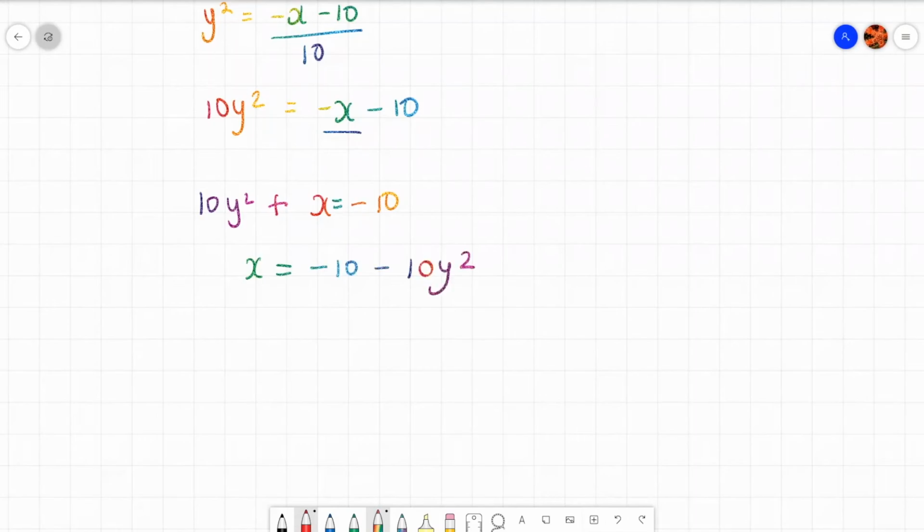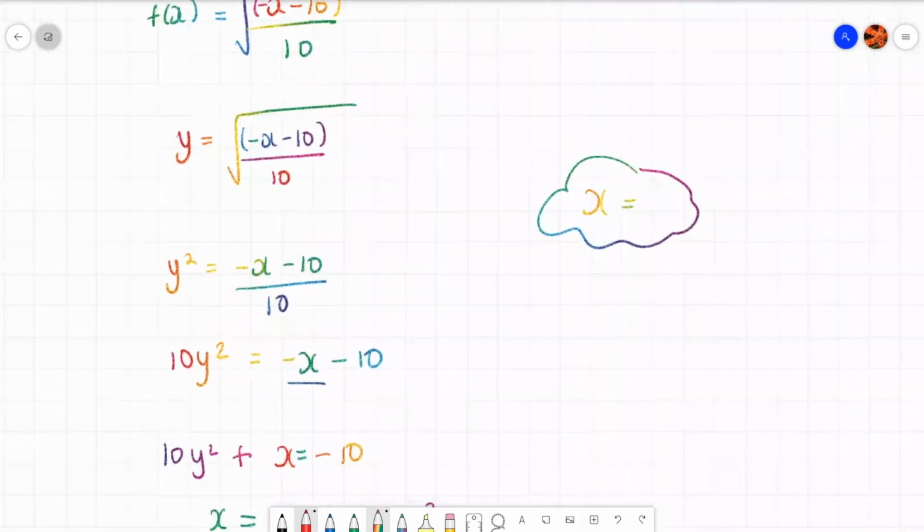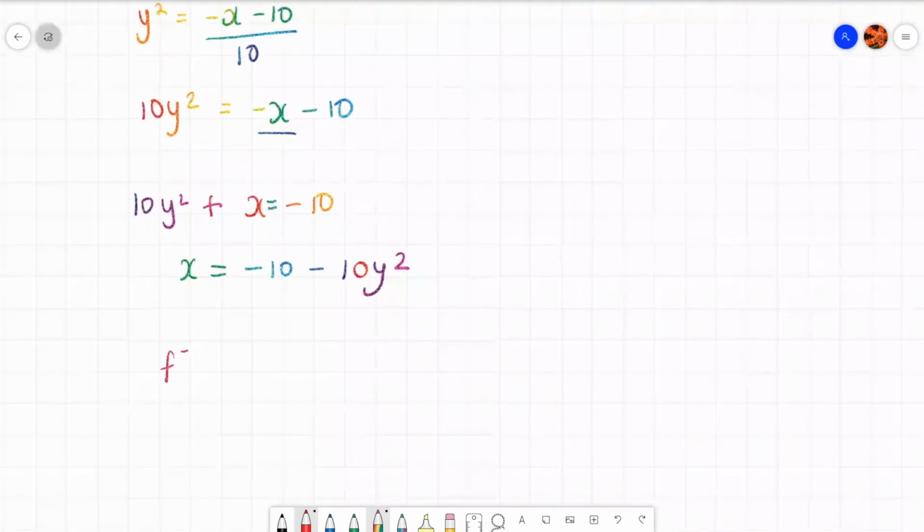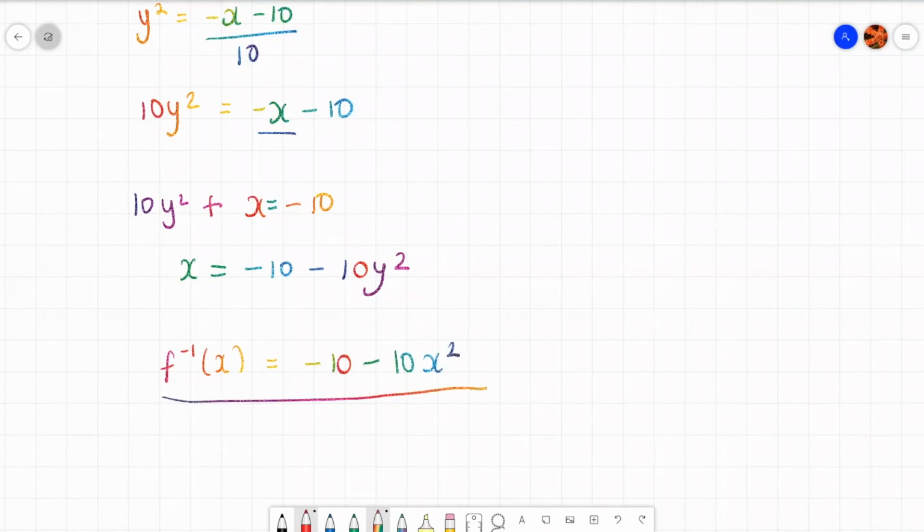So remember now, I need to replace that. What's my function? Is it function of f? So I'm going to do f minus 1 of x equals minus 10 minus 10y squared, and then remember to replace the y with x, and that is your inverse function.